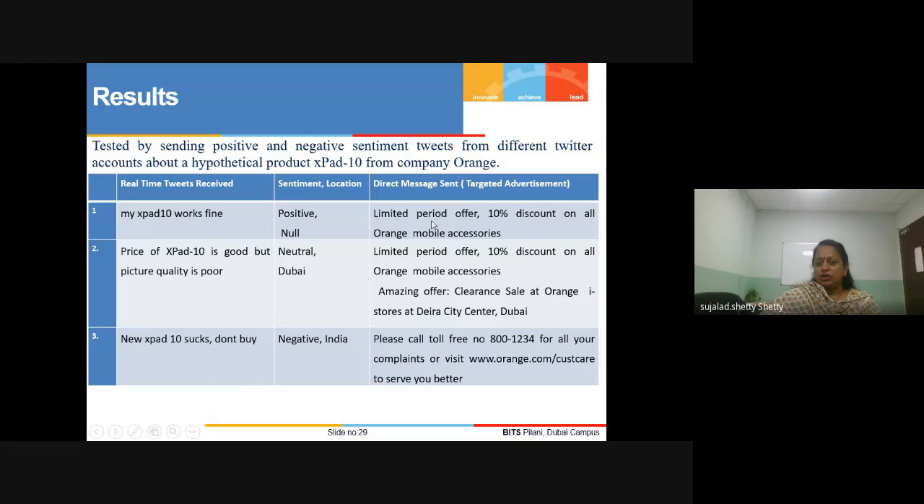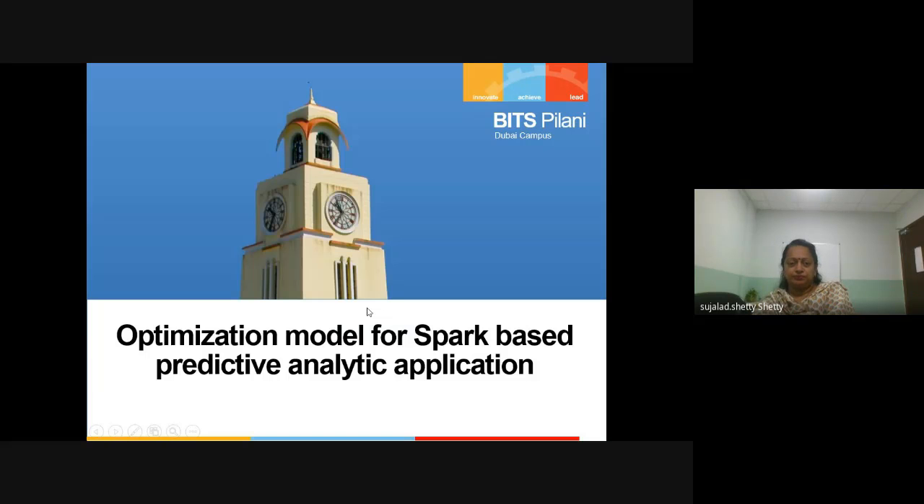If it is positive, you can give a positive message, saying we have new promotions and new items. If it is neutral, you can do it that way again. If it is negative, you can give them a toll-free number, some way in which they can reach out to you, or you may even be able to get in touch with them.